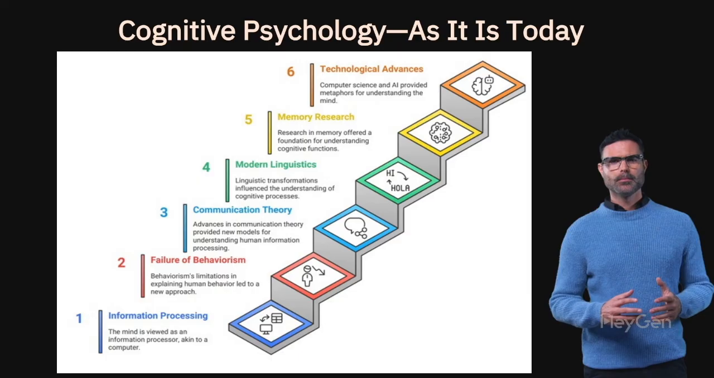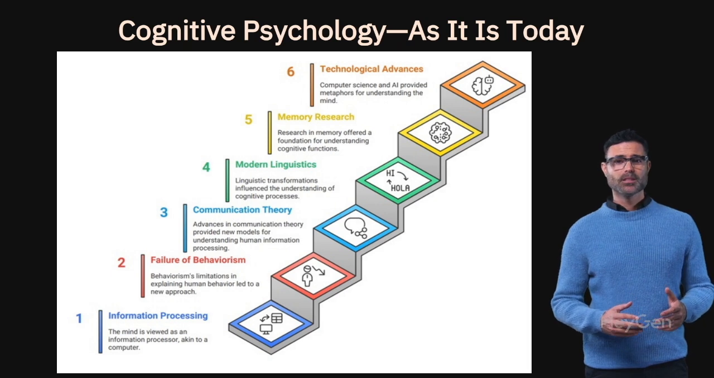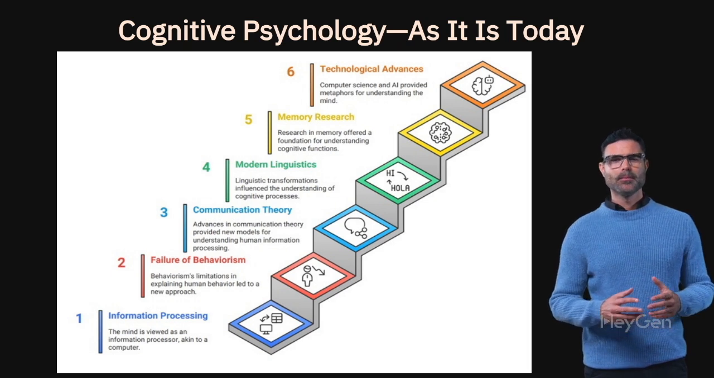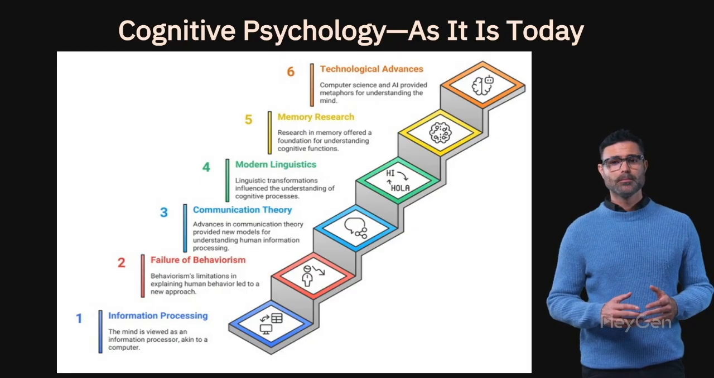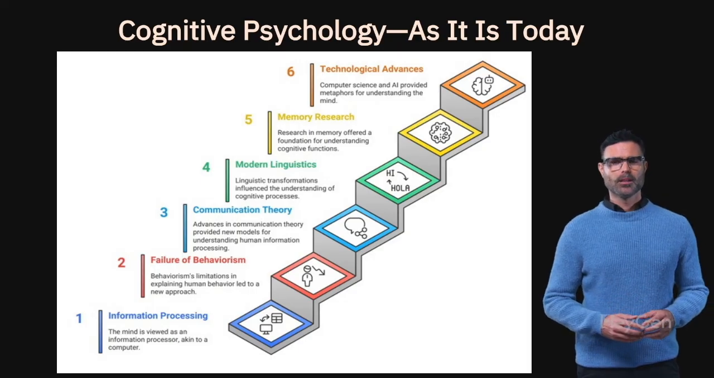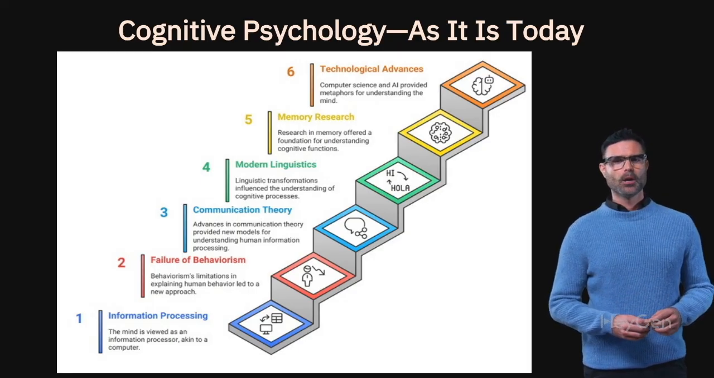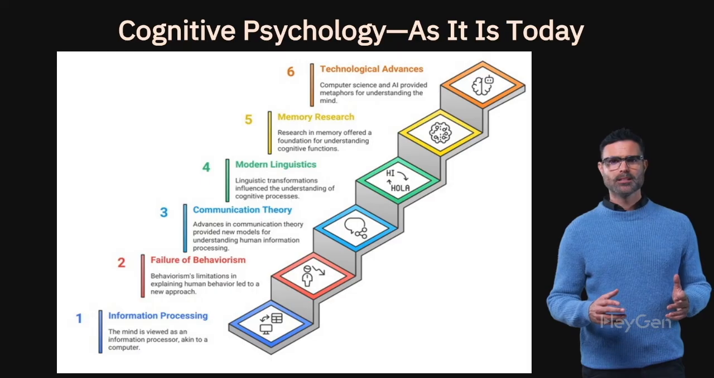Modern linguistics. Transformations in linguistic theory, particularly new perspectives on language structure and grammar, influenced how psychologists thought about cognitive processes. Language was no longer seen as simply a learned behavior but as a complex, rule-governed system that revealed much about human thought. Memory research. Research into verbal learning and semantic organization offered a strong empirical foundation for understanding memory. These studies led to the development of theoretical models of memory systems and also encouraged the creation of testable models for other areas of cognitive functioning.